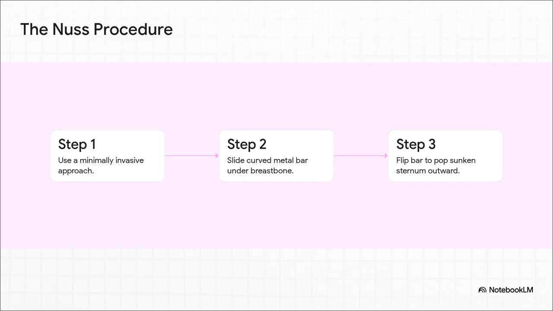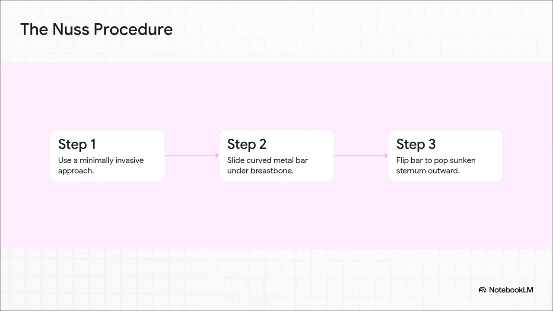For that sunken chest condition, pectus excavatum, a super common fix is called the Nuss procedure. And honestly, this is fascinating. Instead of cracking the whole chest wide open, the surgeon uses a minimally invasive approach. They take this heavy-duty, custom-curved metal bar and literally slide it right under the breastbone.